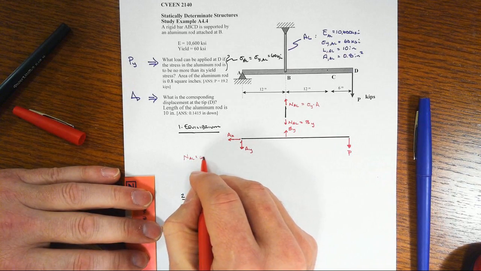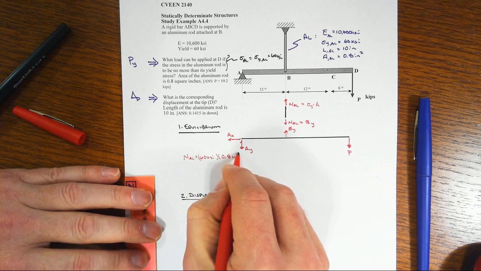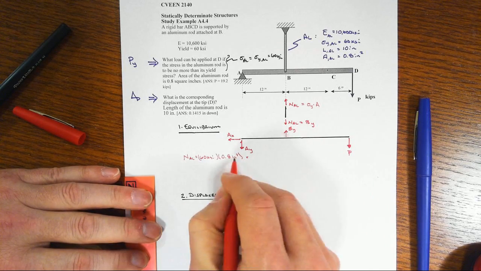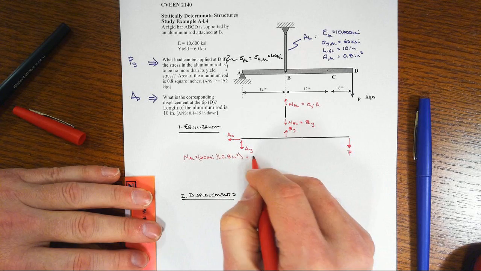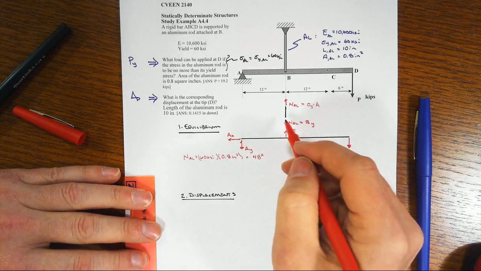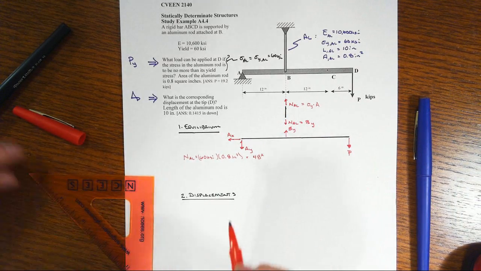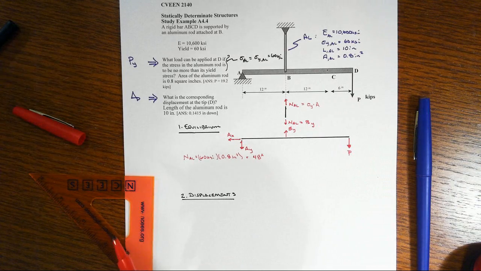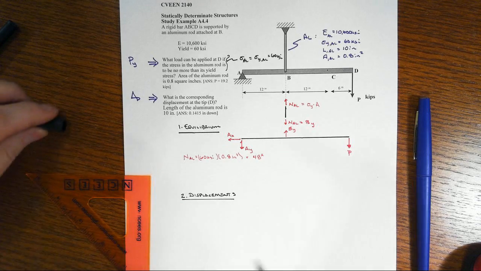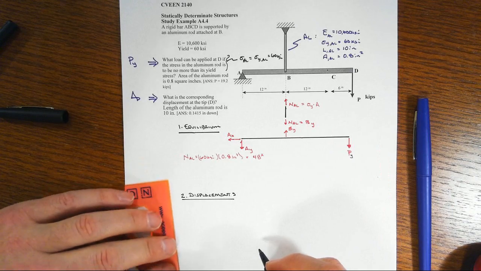We've got 60 KSI times the cross-sectional area of 0.8 square inches. Kips per square inch times square inches will give us a force in kips, and 60 times 0.8 is going to be, of course, 48 kips. That's just the force that is in this aluminum rod. Now, the equilibrium conditions are what will then allow us to find out what the value of P is that corresponds to this situation. Under the special condition, I'll call that P sub y for yield.